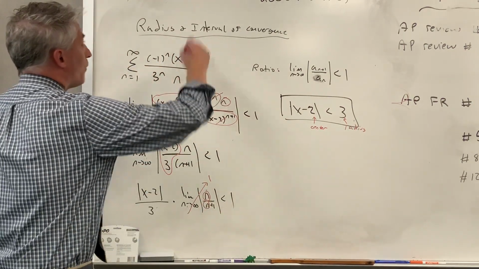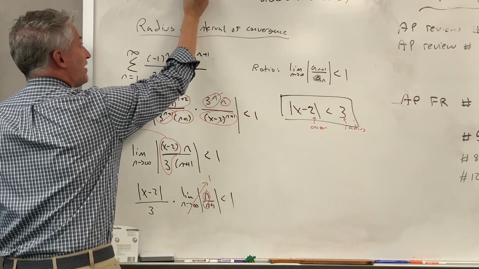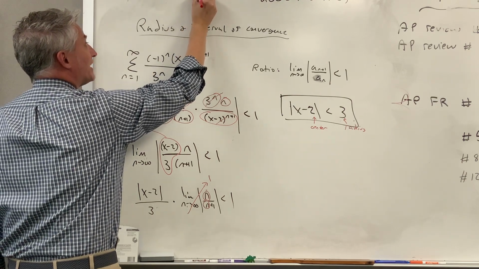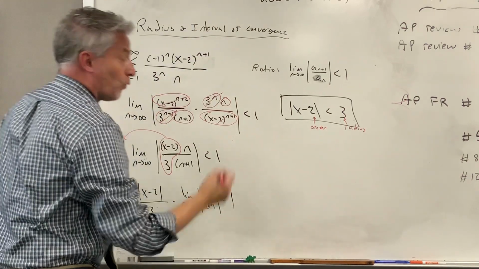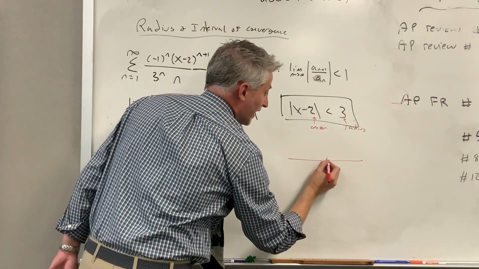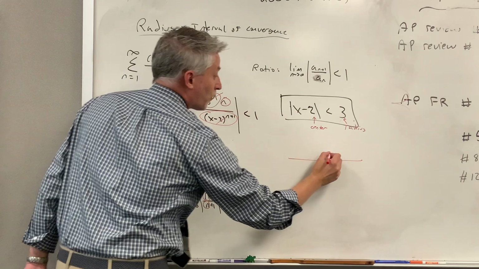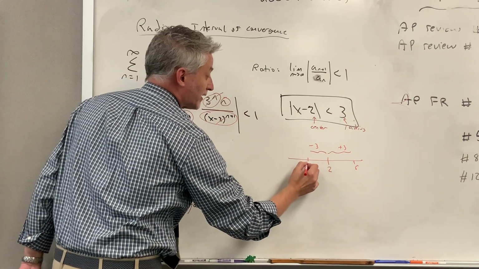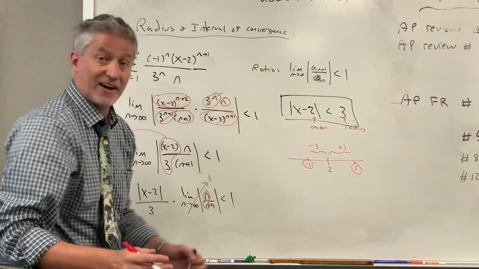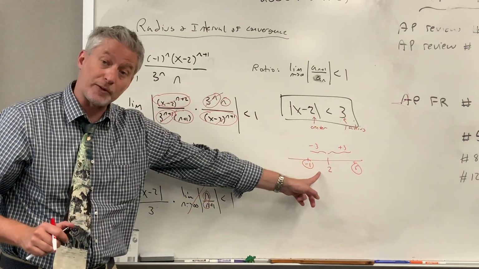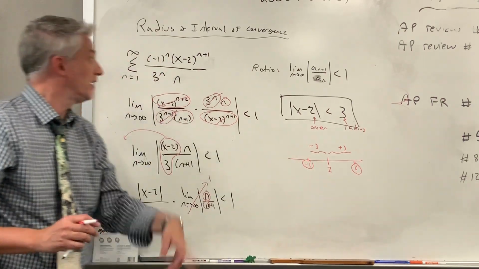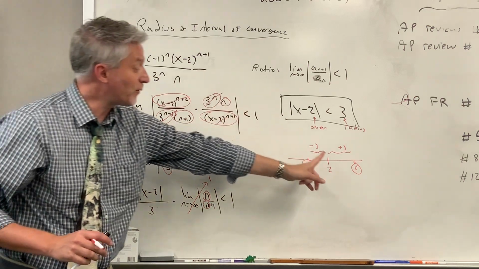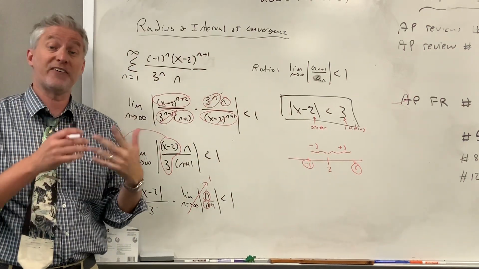So we have a couple things here. One, we have our center, which is 2, and now we have our radius, which is 3. What this says is if I put 2 in the middle, I can go 3 units in either direction. That's going to put me at 5, or if I go the other way, it's going to put me at -1. And what this guarantees is if you pick any number between -1 and 5, this series will converge. So in other words, if you pick pi, this series will converge.